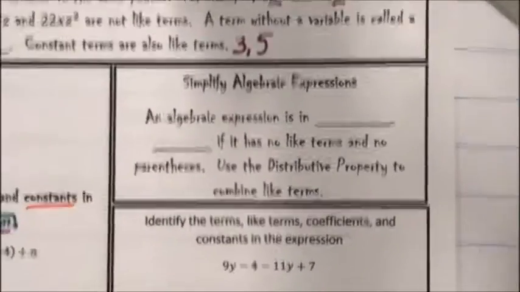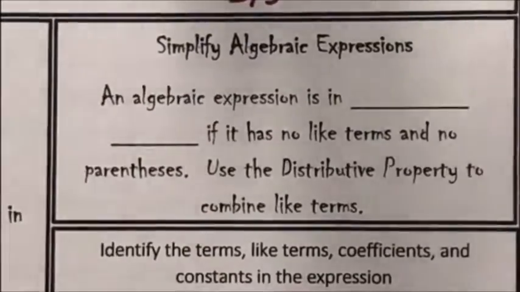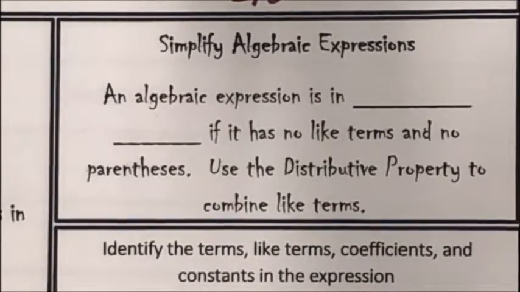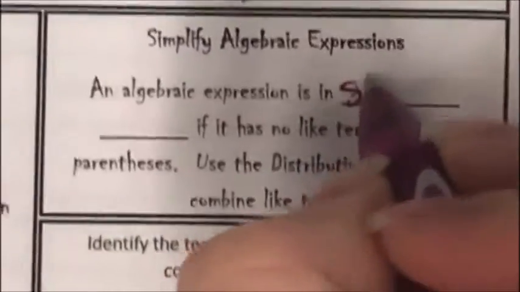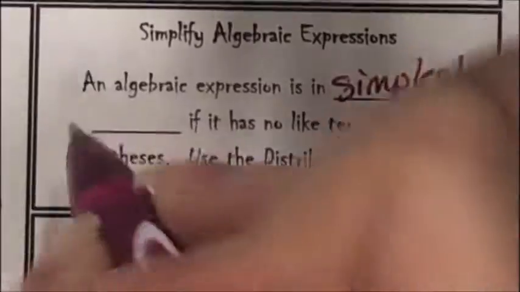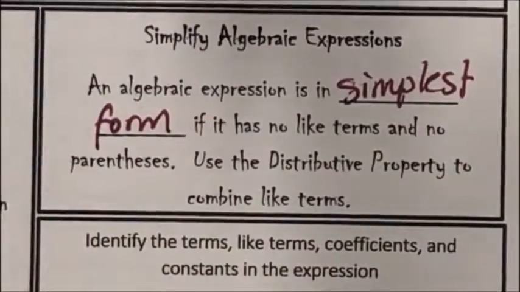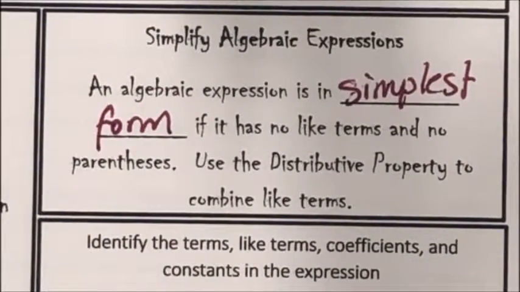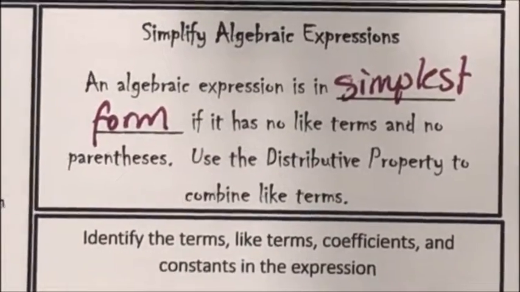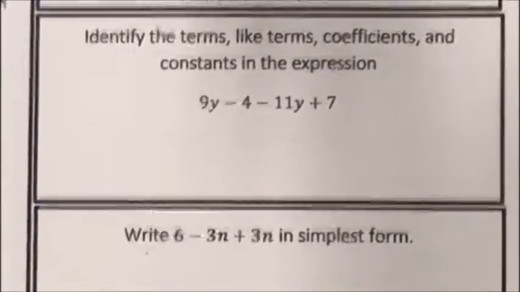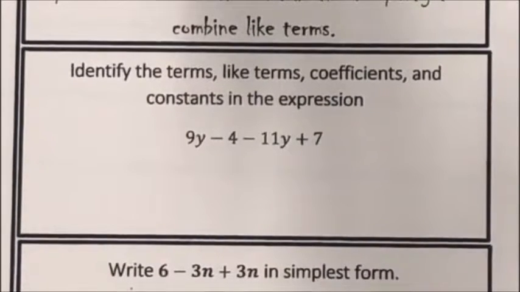I can also simplify algebraic expressions. So an algebraic expression is in blank, blank. In those two blanks, you're going to write simplest form, if it has no like terms and no parentheses. Use the distributive property to combine like terms. So there are a couple of try it problems on this page. I want you to go ahead, pause the video, and try them out. And when you're done, we will go over the answers together.